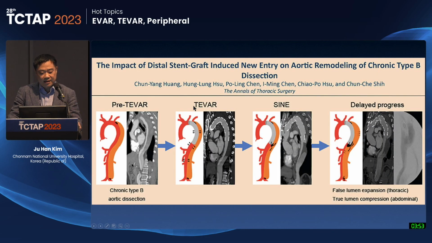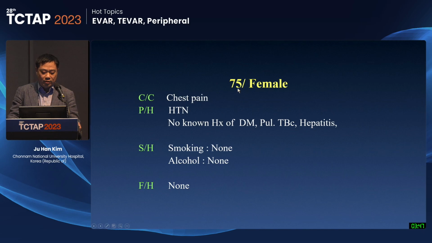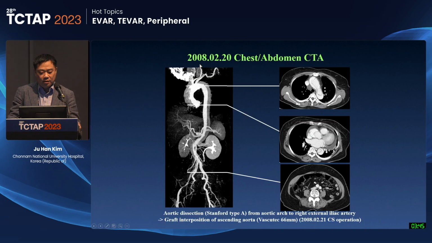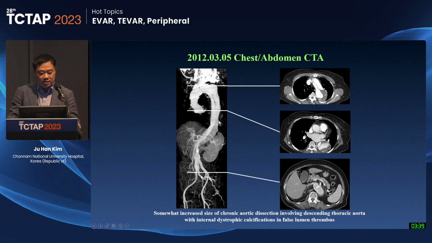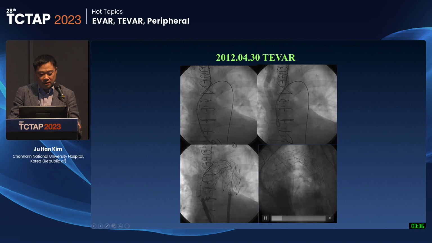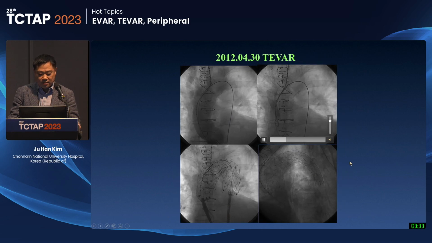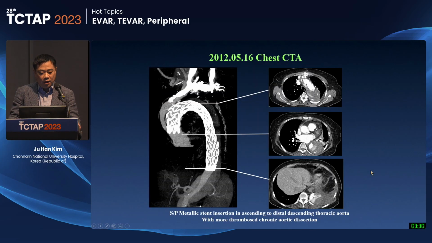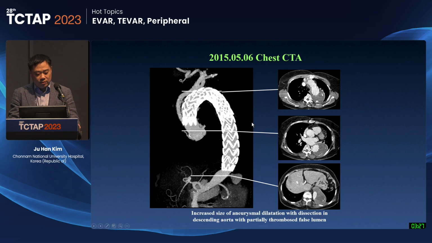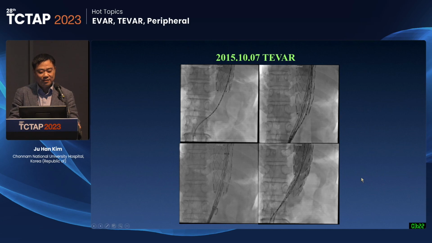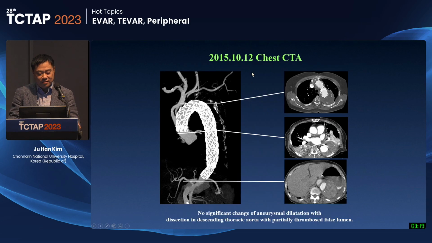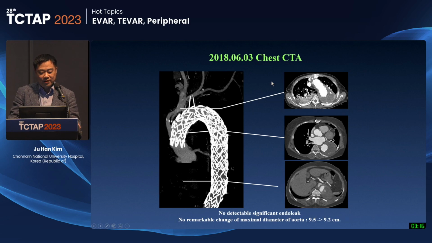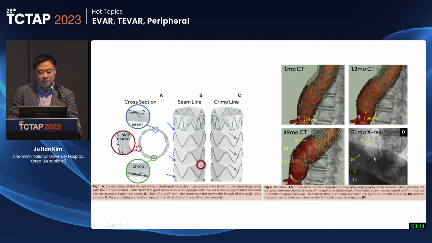Second is distal stent graft-induced new entry. This is a 75-year-old female patient. First was graft interposition, and 5 years after there was enlargement of the false lumen. So we did a TEVAR procedure. After 3 years a new entry developed, so more TEVAR procedure was needed. And 3 years after, this is a good result. Right? The follow-up CT is a good result.